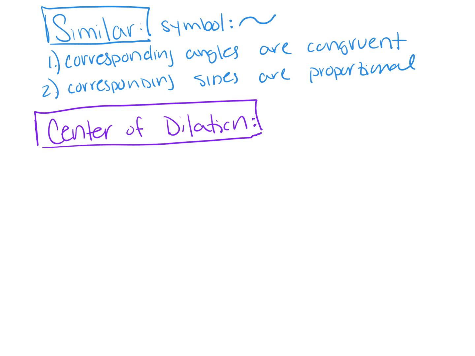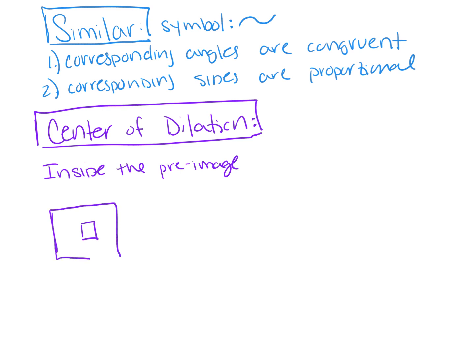So let's say there's 3 different kinds. The first kind of center of dilation is when it's inside the preimage. And so say you have a figure and you have another figure, say dilated around it. It doesn't matter which one's the preimage. It could be the big one or the small one. But when it looks like this, one inside the other, the center of dilation is right in the center of both of them. So that's what it looks like if it's inside.